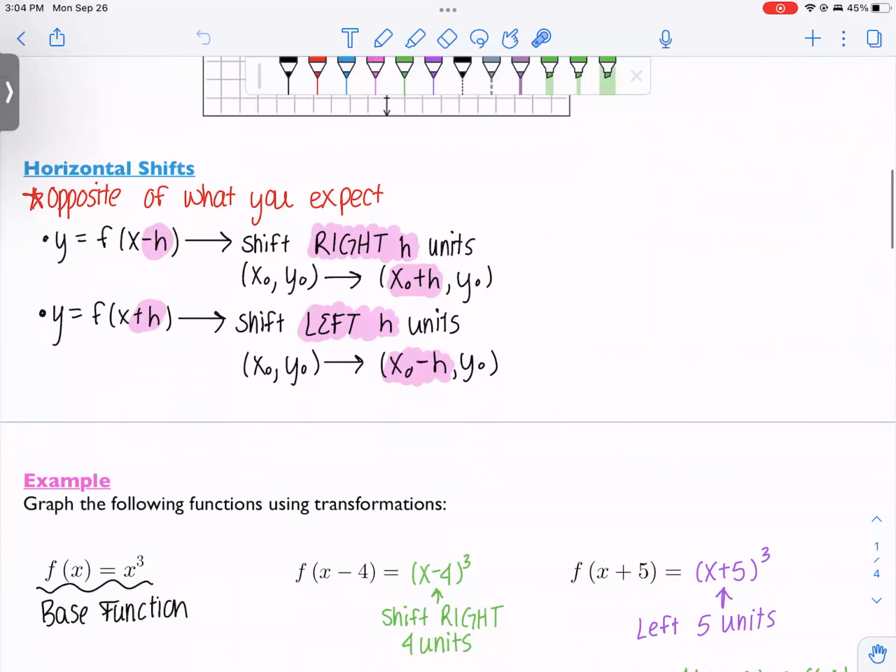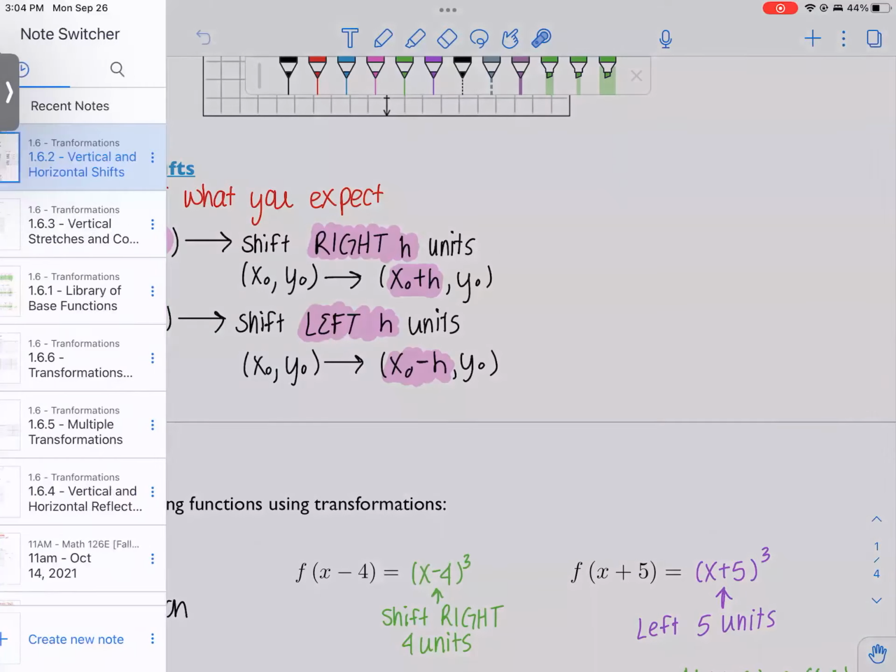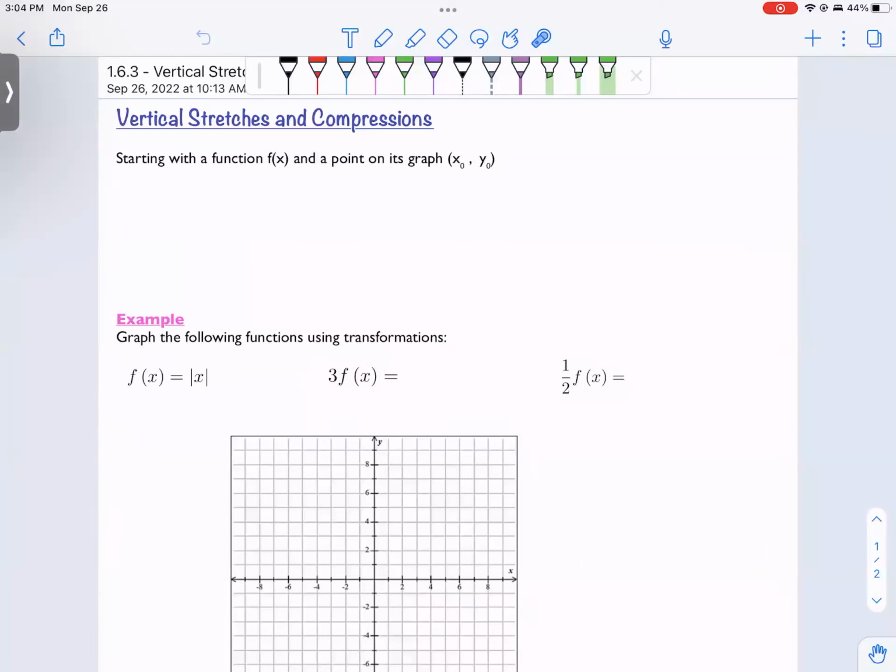Horizontal shifts, on the other hand, those happen inside the function and they're the opposite of what you'd expect. You would be subtracting h on the inside if you're moving to the right and adding if you're moving to the left. That's what we've talked about so far. Now let's talk about vertical stretches and compressions.